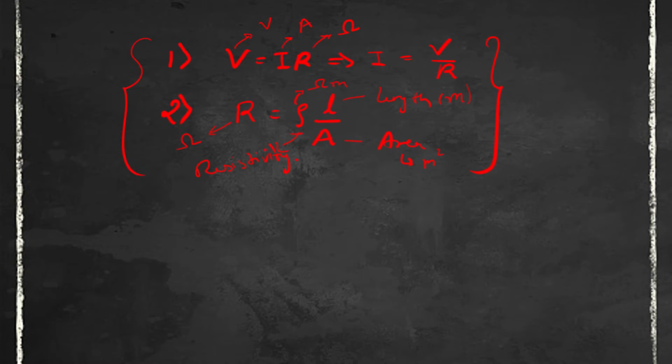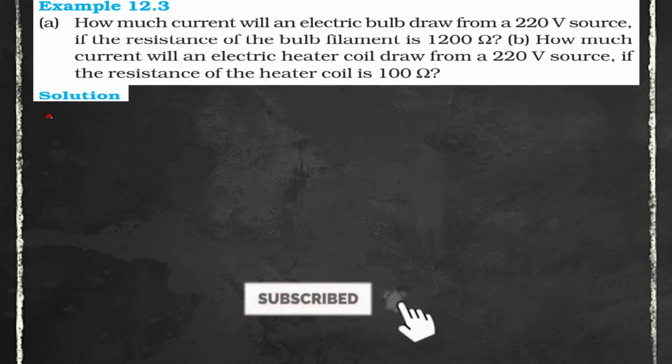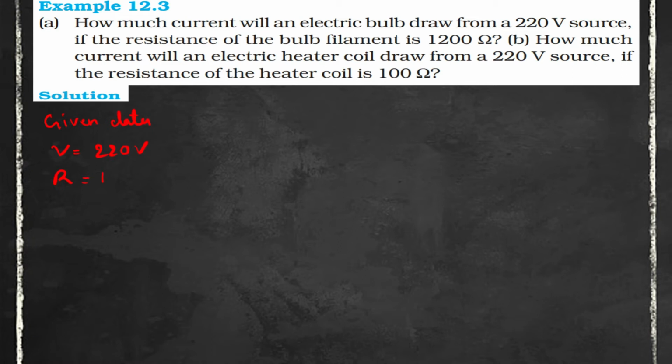Now let's first discuss question number 1, that is, how much current will an electric bulb draw from a 220 volt source? Let's first write the given data, that is V is equal to 220 volt, which is coming from our source. If the resistance of the bulb filament is 1200 ohms, so what we are given? We are given resistance R is equal to 1200 ohms. What are we asked to find? We are asked to find the current which the electric heater coil will draw from a 220 volt source.